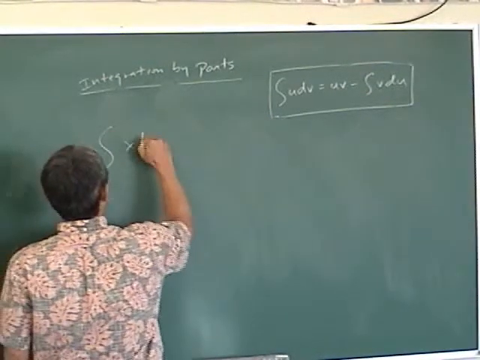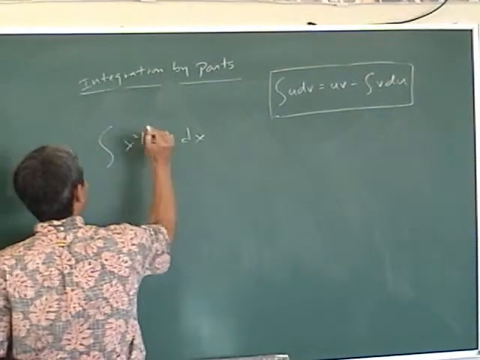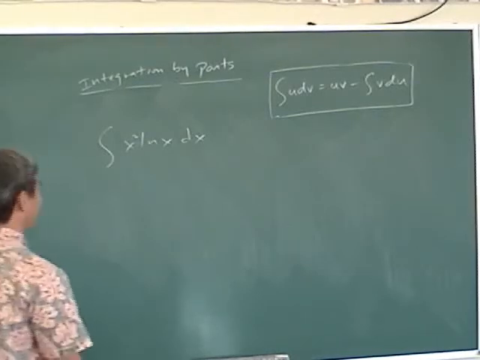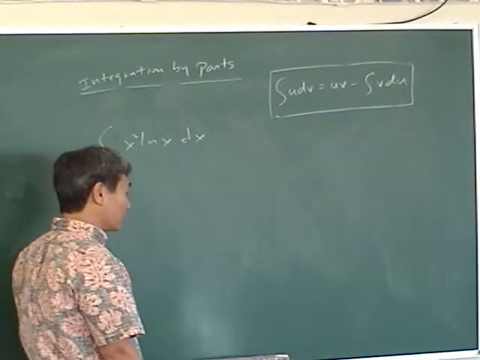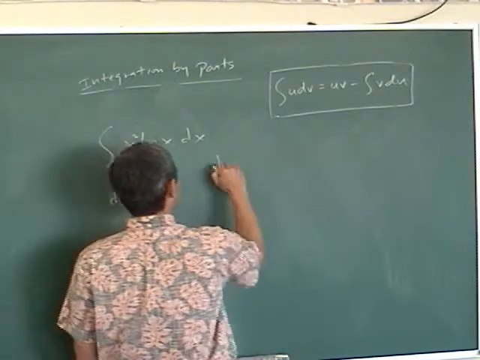Integral of x natural log x dx. Oh, let's make it x squared. Kick it up a notch. Okay, is it on the list? No. Can I do u substitution? No. So we're going to do integration by parts. Make the chart.